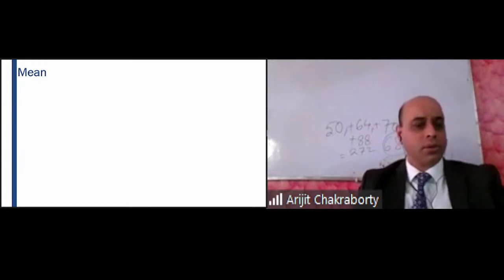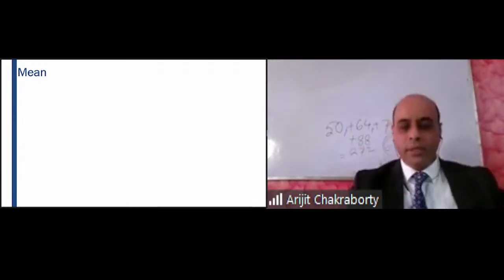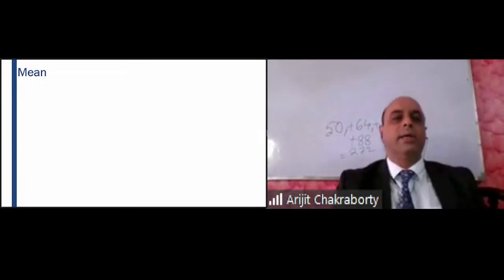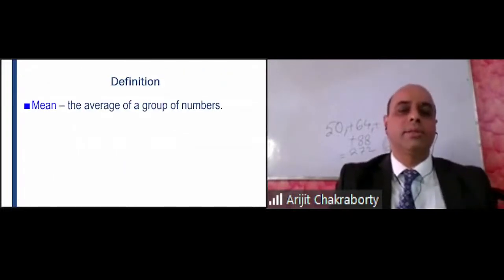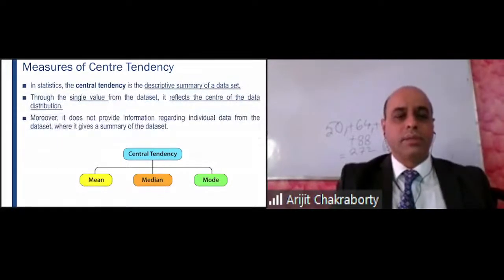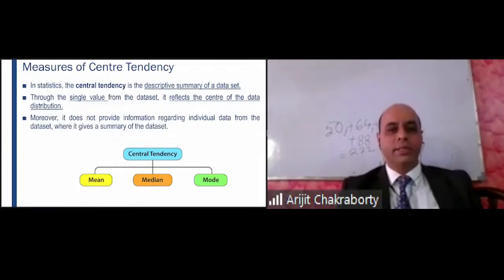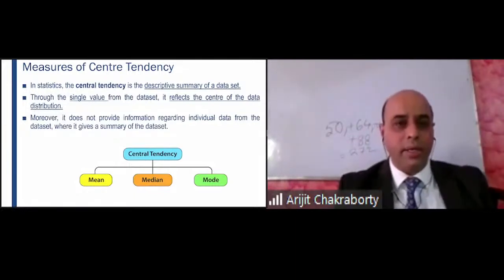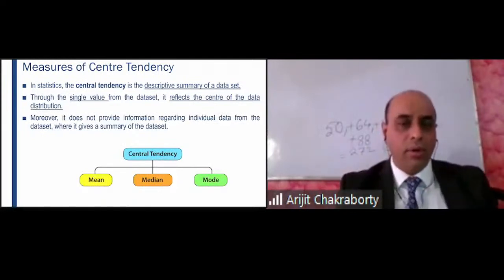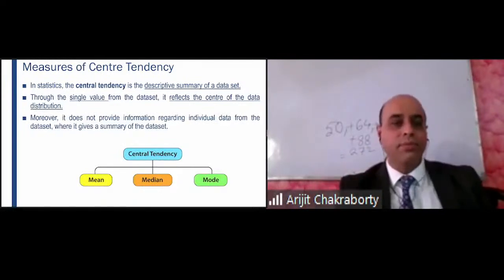Okay. So I'll just make a recap. We were discussing the types of central tendency. Let's go to the last few slides. Central tendency, as I was mentioning, is the descriptive summary, and central tendency means the tendency or the nature of observations to cluster around the central part.